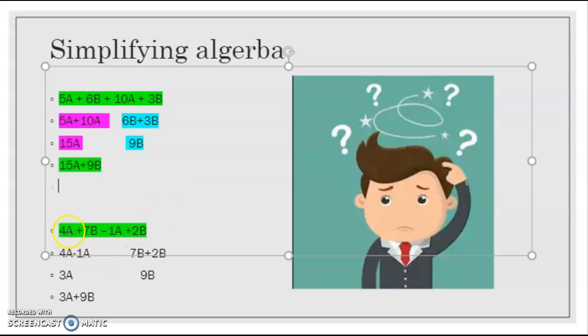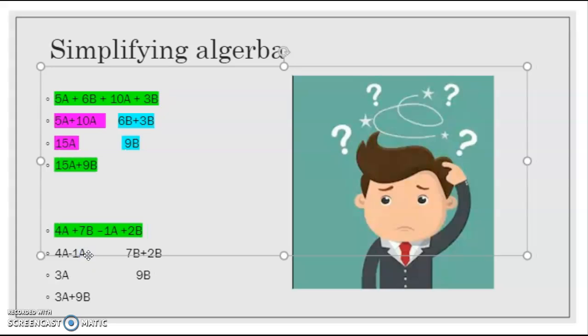So we need to group them together. So we've got 4a and 1a. So we're going to put that down here. But it's really important that you make sure you take the sign with you. So 1a is actually minus 1a. So minus 1a goes down here. And again, we're going to make that nice and pink so we can see the difference. That's going pink. Now we're going to group the b's together.